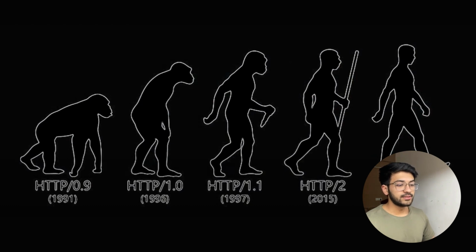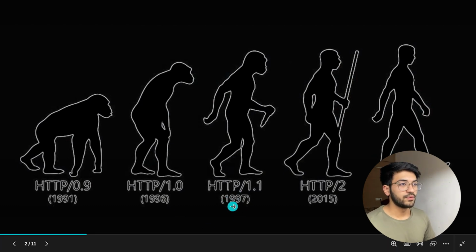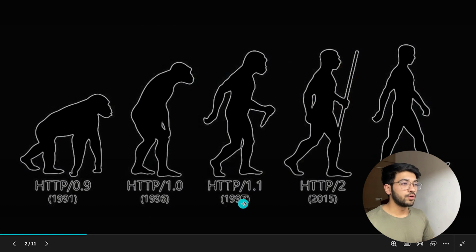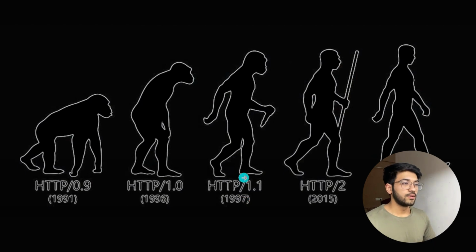Then in 1997 we have HTTP 1.1, which is called the standardized protocol. In this protocol, persistent HTTP was introduced, meaning a connection could be reused. Pipelining was added, and chunked responses were also supported. Content negotiation, including language, encoding and type, was introduced. There was also the introduction of the Host header, which allowed server co-location of different domains on the same IP address.